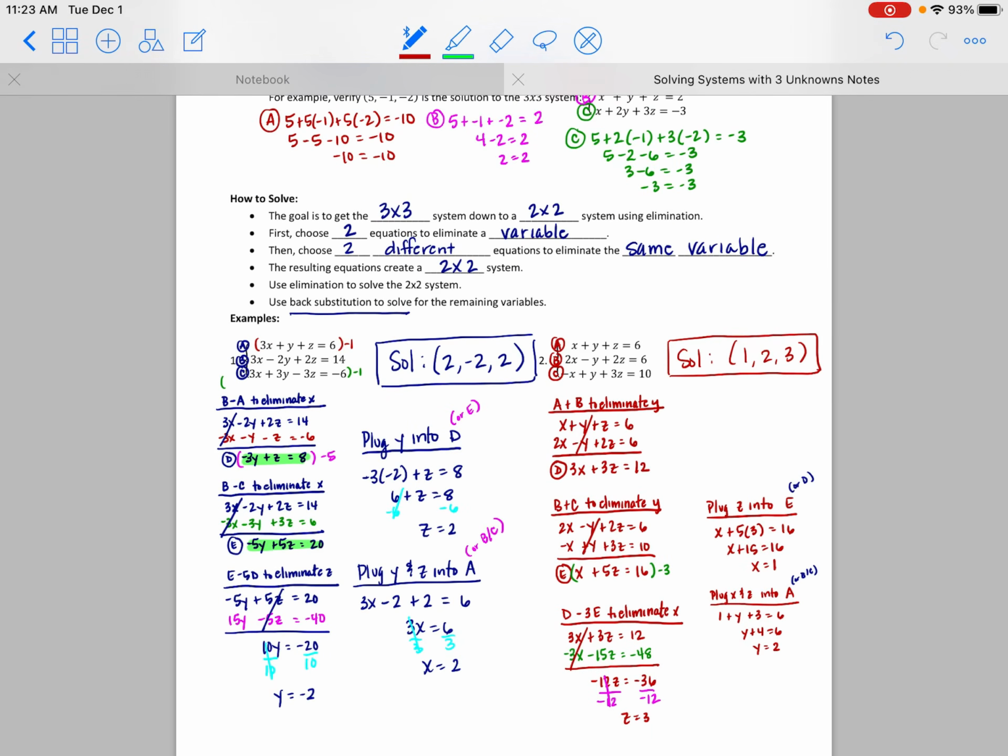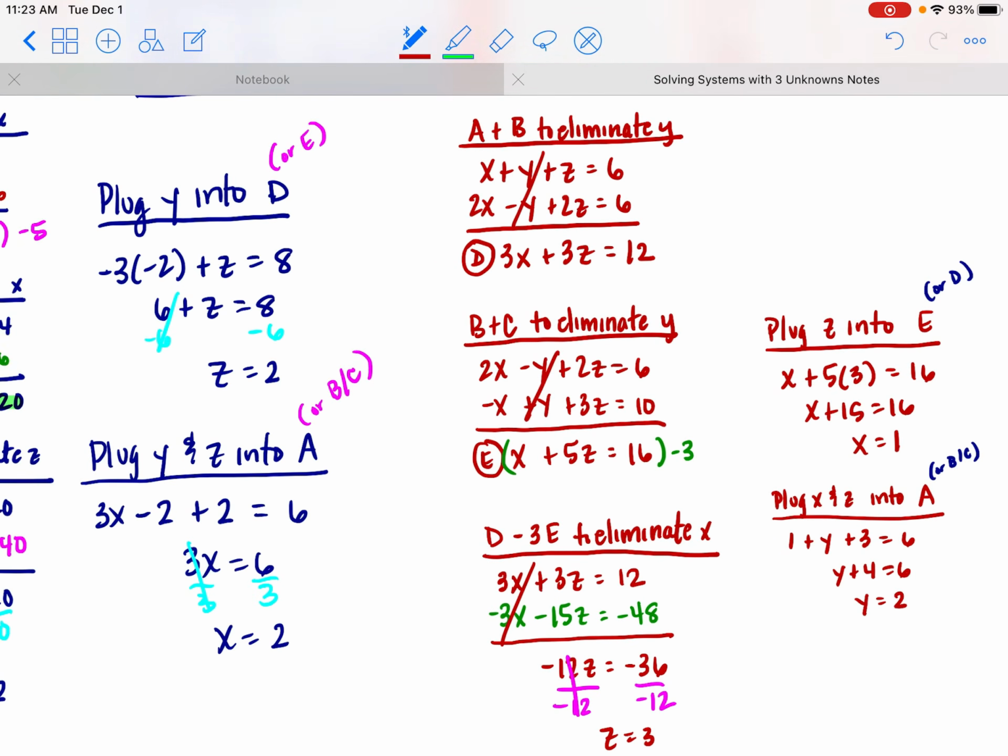But it helps to be organized. And I'm sure some of these things you guys could do in fewer steps, like adding A and B together. You could probably do that in your head without having to rewrite them. Adding B and C together here, you could probably do in your head without having to rewrite. So if you can skip some of the steps, that's totally fine.